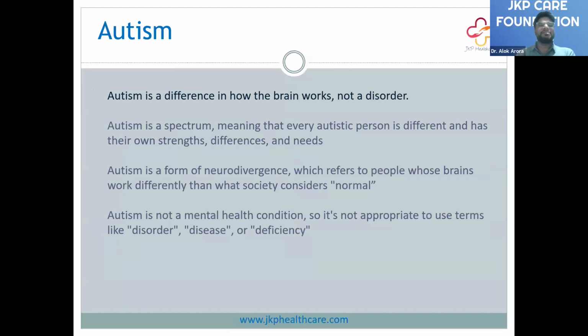Coming back, the last line: autism is not a mental health condition. So it is not appropriate to use terms like disorder, disease, or deficiency. It is not a mental health condition. It is just the neurological communication, which is a little different.